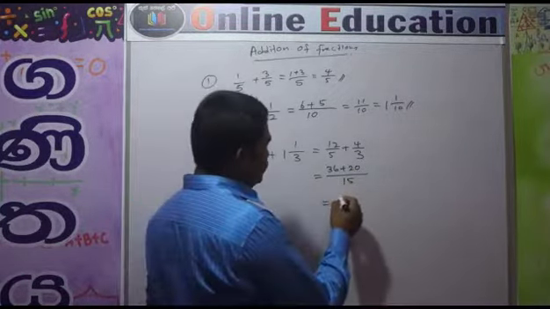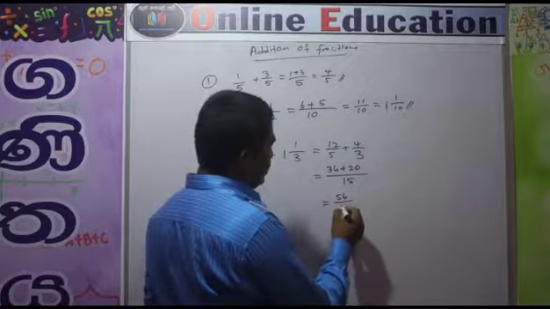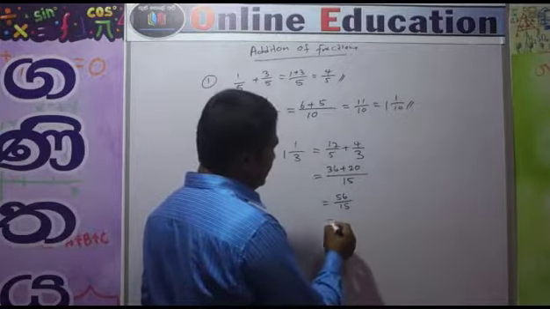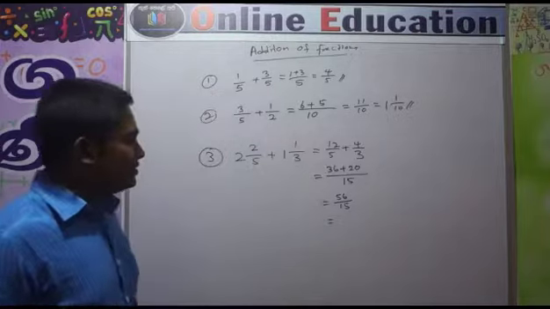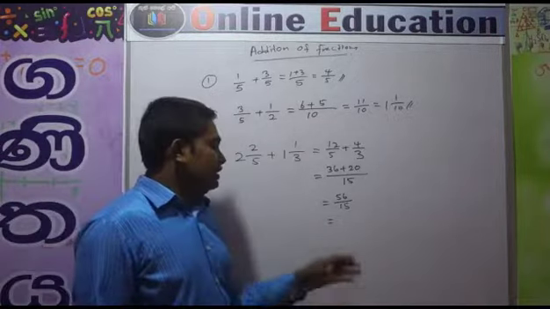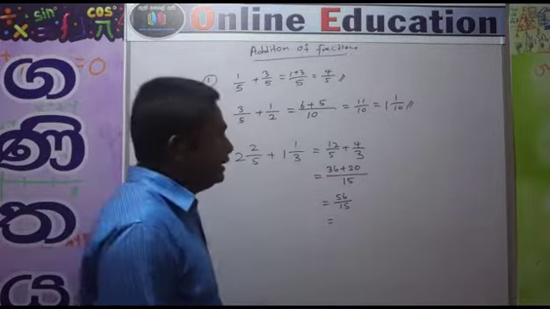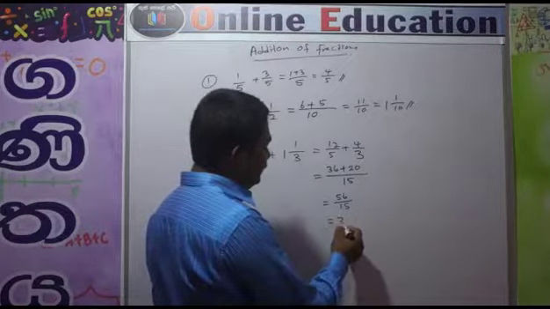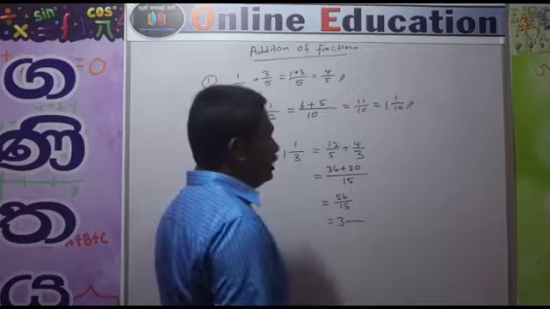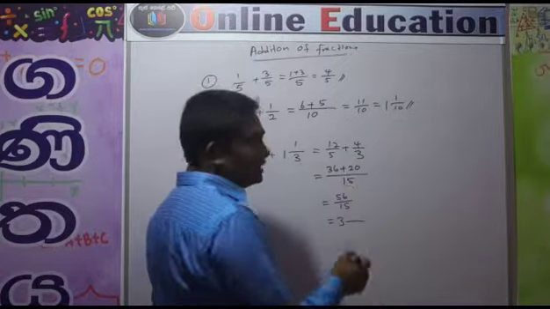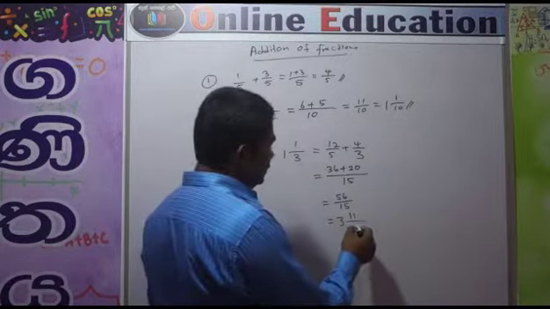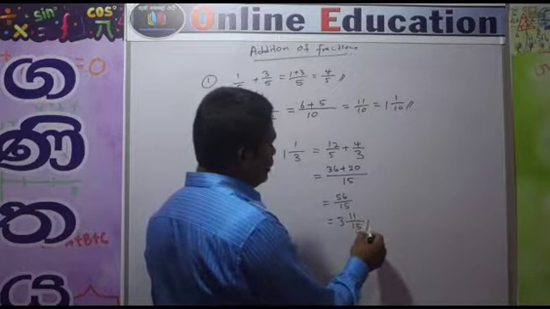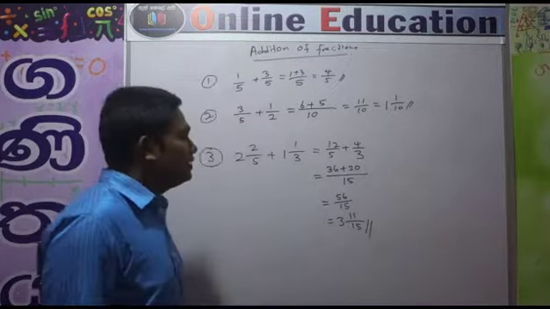36 plus 20, 56 over 15. This is an improper fraction. You need to convert this improper fraction to a mixed fraction. How many 15s in 56? 3 15s. 15 times 3 is 45. 56 minus 45 is 11. Same denominator, we will put 15 here.